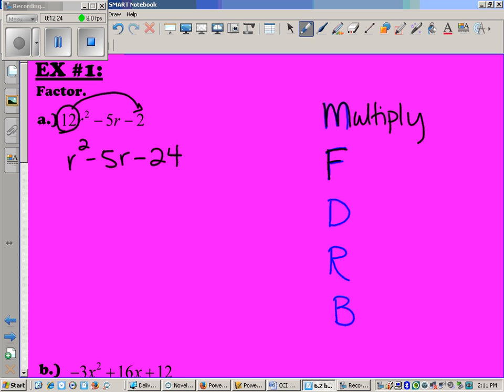The F represents factor. This is now turned into a basic factor problem, where I can break this down into 2 small parentheses, breaking your r squared down into r and r. Then you need to figure out what numbers multiply to -24.